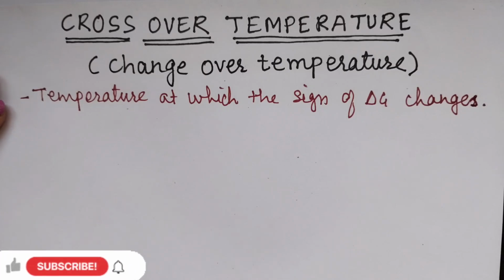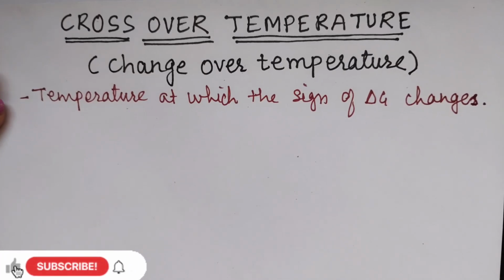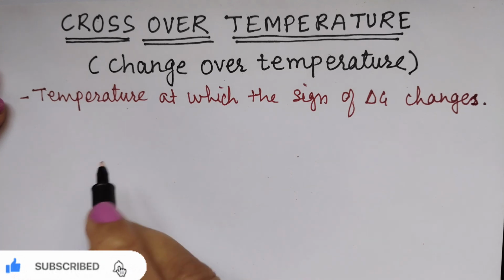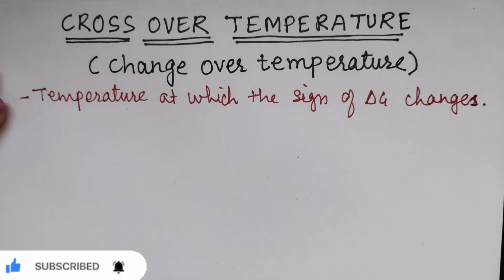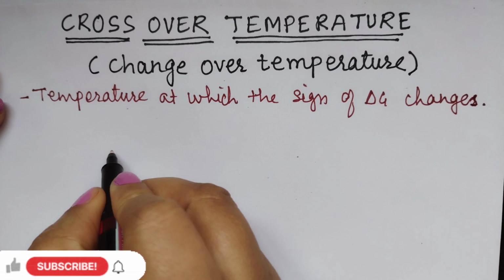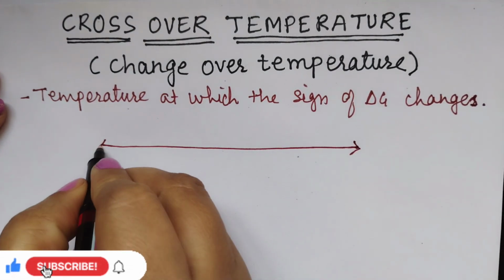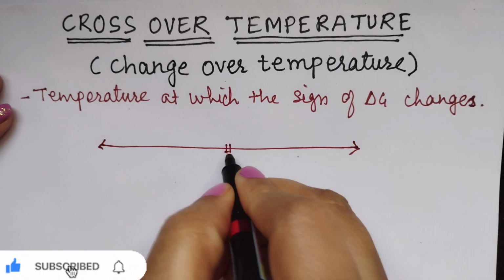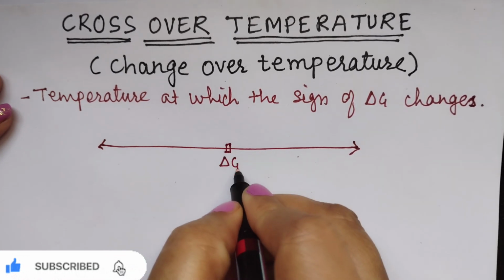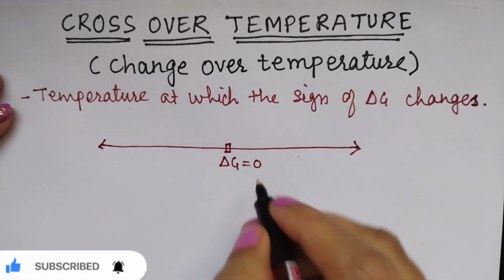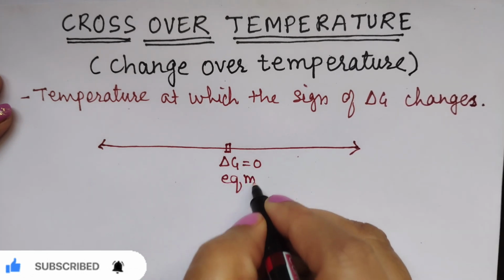Hello students, in this video we are going to see what is the meaning of crossover temperature, which is also called as changeover temperature. So it is the temperature at which the sign of delta G changes. To understand this better, if I consider this line as the reaction progression and the center of this, I call this where delta G is equal to 0, means the reaction is at equilibrium.